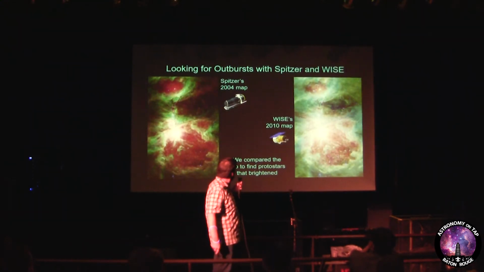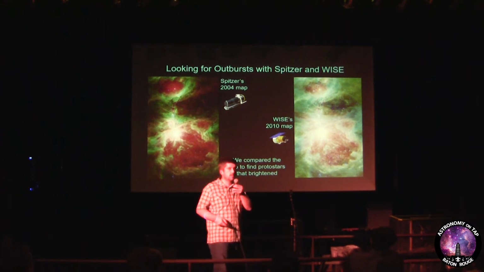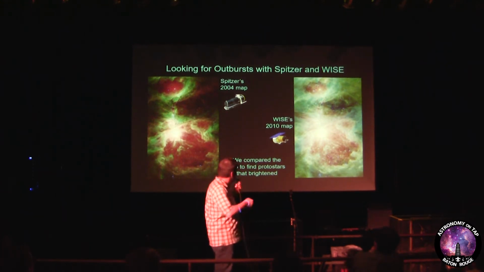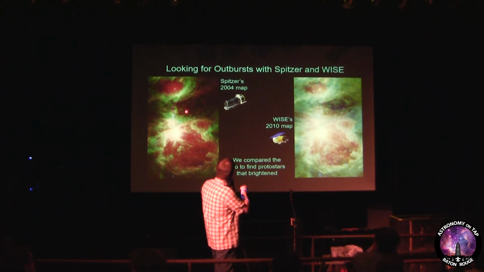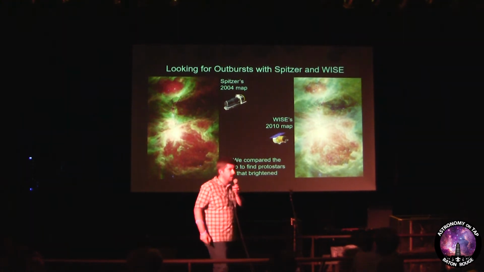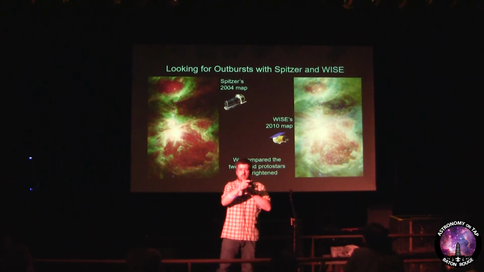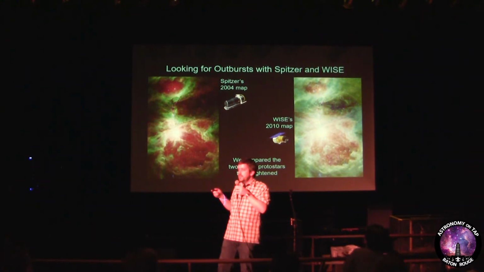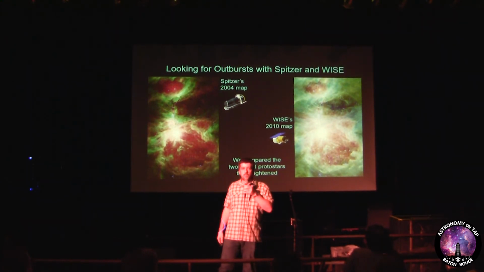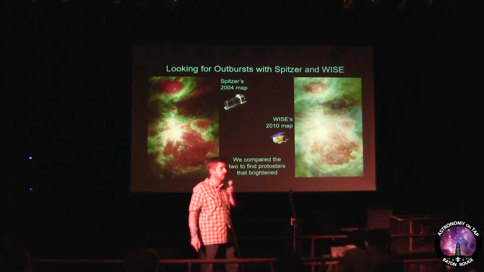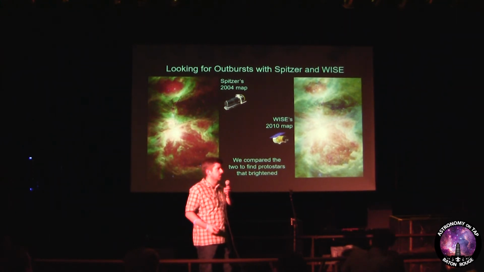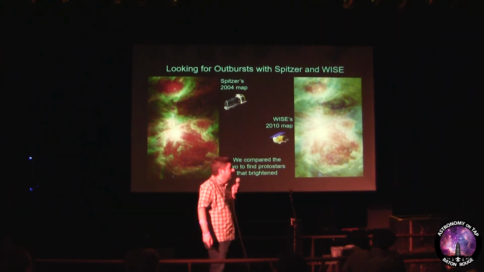So to look for outbursts, we compared two pictures of Orion. There's this one obtained with Spitzer in 2004, and this one obtained with the smaller WISE telescope in 2010. And we really just looked at one image and then the other to see, are there any stars in this image that became much brighter in the intervening 6 years? And we can look at what fraction of those stars became brighter and get a sense for how often this happens.